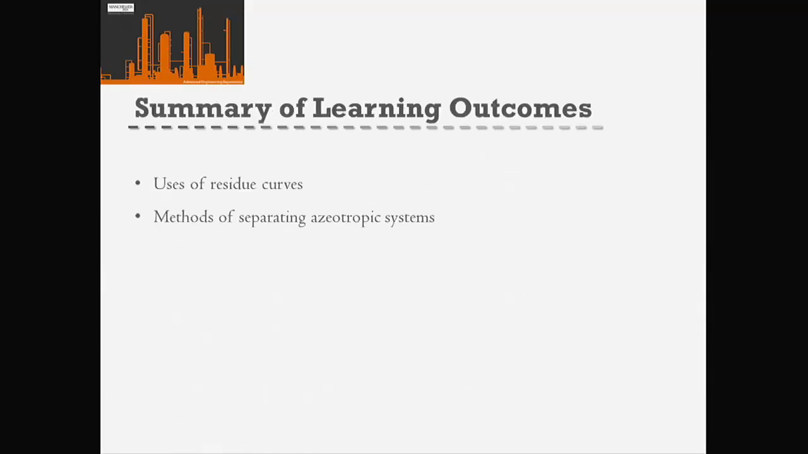Okay. So we've looked now at how to actually use residue curves and what sequences we can actually use for azeotropic distillations, and then how we can put those sequences onto the ternary diagrams to actually allow us to design the sequences that we want, which we can then take into something like Aspen to do the full design for us.